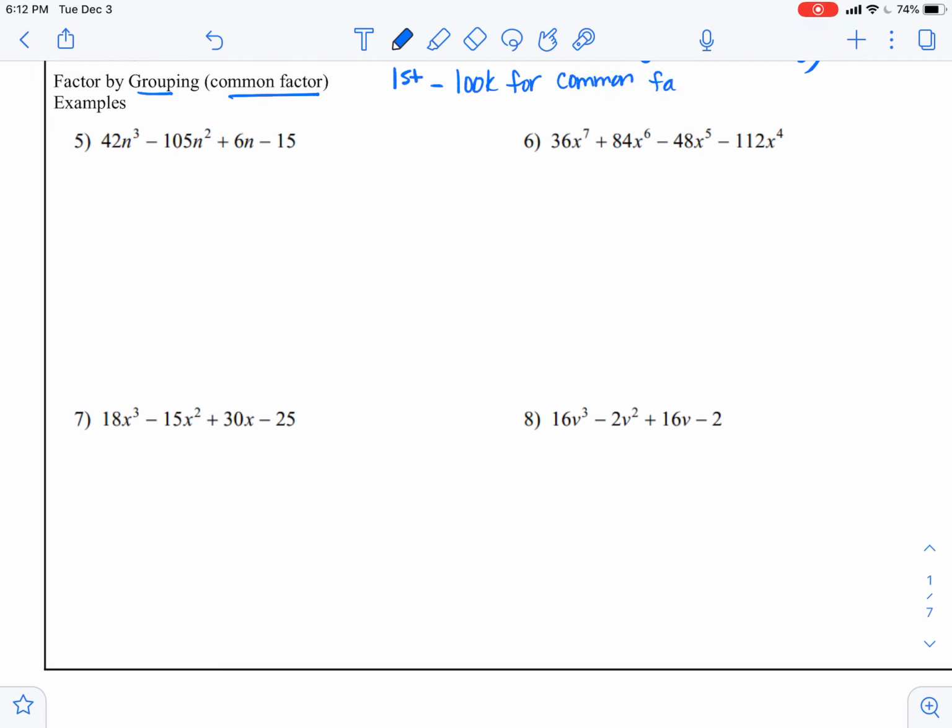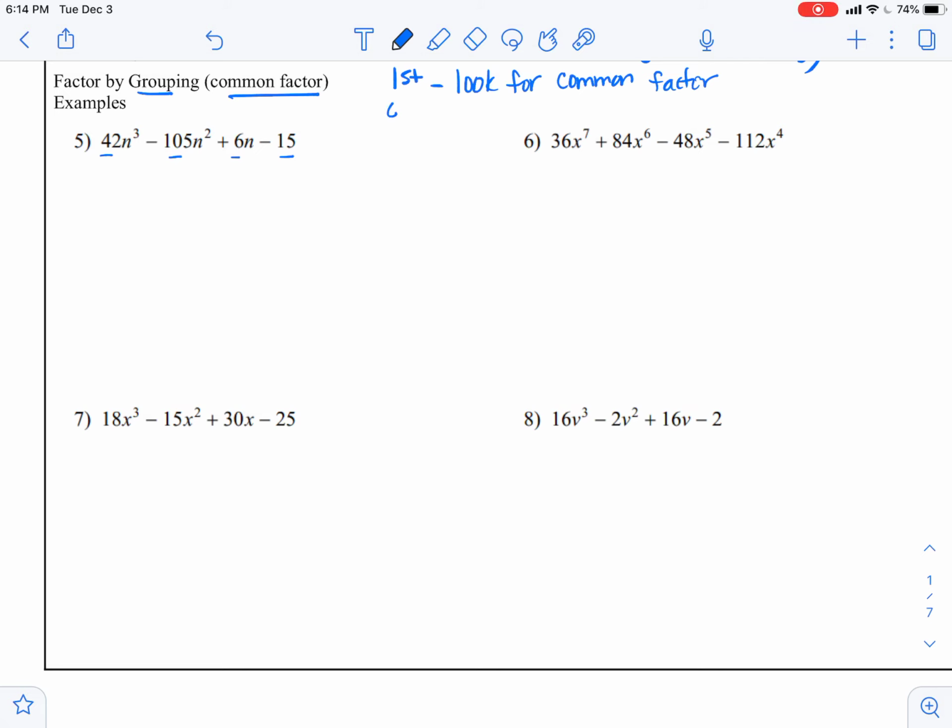Okay, look for a common factor. So I'm going to real quickly look at the numbers 42, 105, 6, and 15 and see if there's anything that will go into all four of those. Okay, now the easiest would be to start with the 6 and think, well, does 6 go into all of them? So no, 6 won't go into 15, so 6 doesn't work.